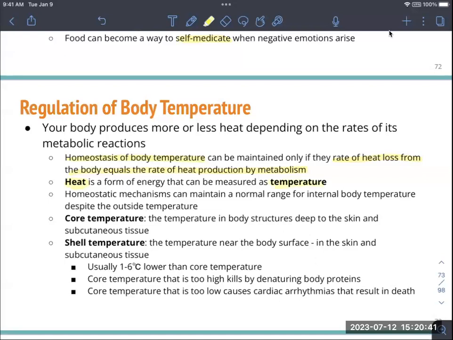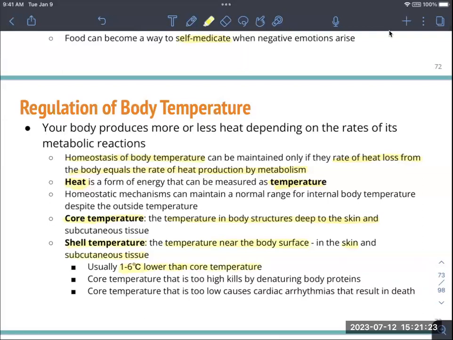So when you take your body's temperature, besides checking to see if you have a fever, you can actually check that heat produced through these different chemical reactions. Your core temperature is the temperature your body sits at, in the deeper tissue. The shell temperature is the temperature near your body's surface. That's skin and subcutaneous tissue, and it is usually 1 to 6 degrees Celsius lower than the core temperature.